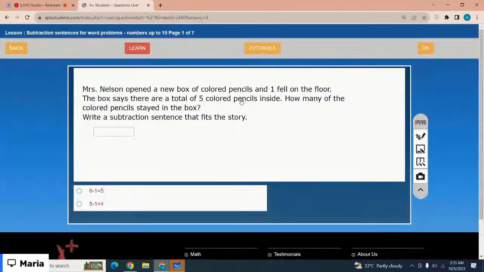Okay, Mrs. Nelson opened a new box of colored pencils and one fell on the floor. The box says there are a total of 5 colored pencils inside. How many colored pencils stayed in the box? You need to write the subtraction sentence that fits the story.